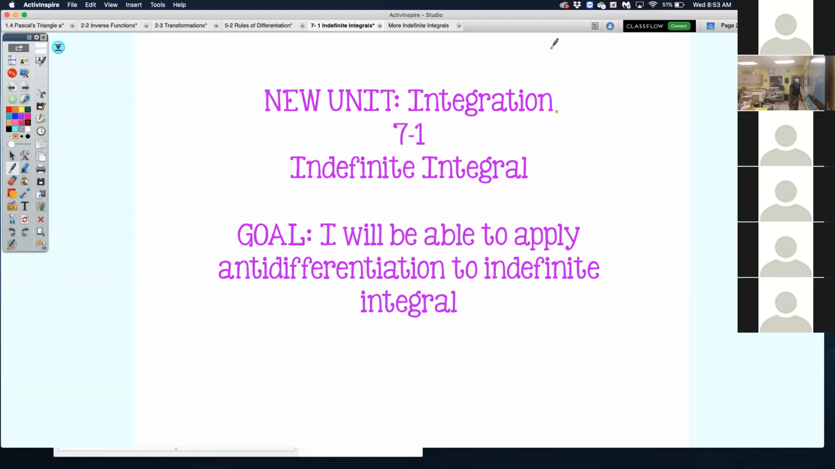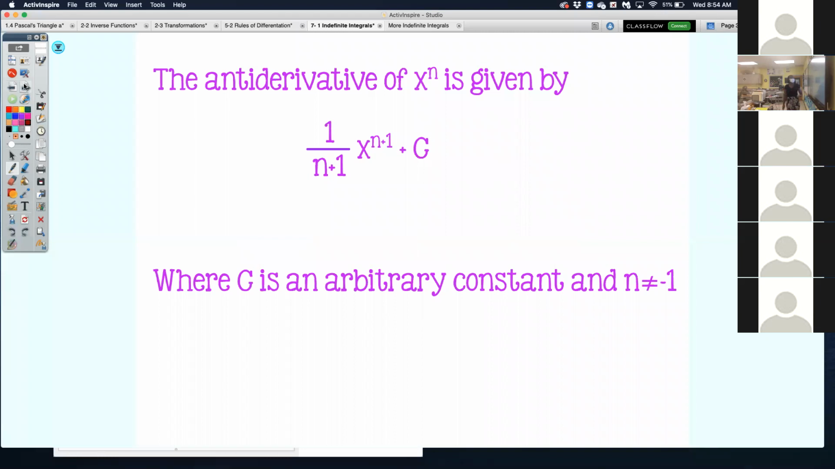The indefinite integral. Like I said, you are going to be able to apply anti-differentiation to the indefinite integral. Anti-differentiation, you know what differentiation is. That's the process of taking the derivative. So now we're doing the anti-differentiation process, which is the opposite.